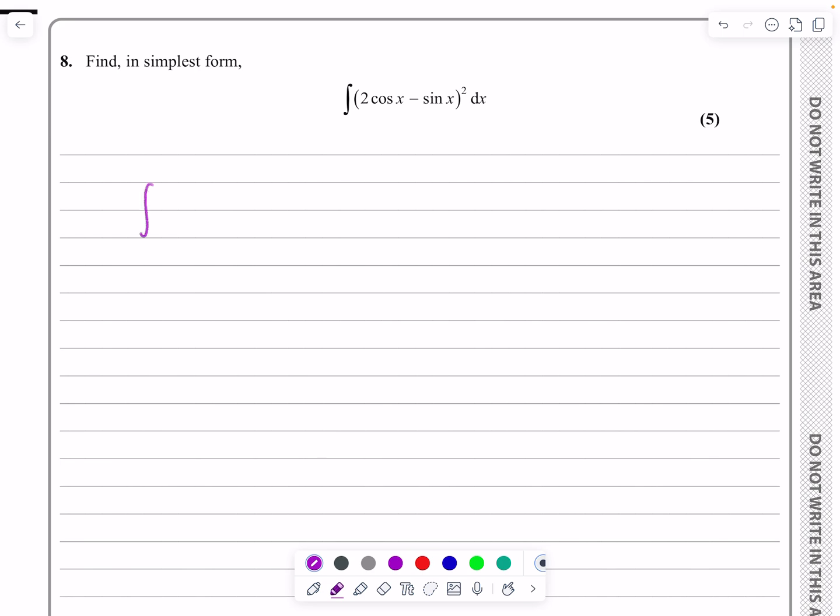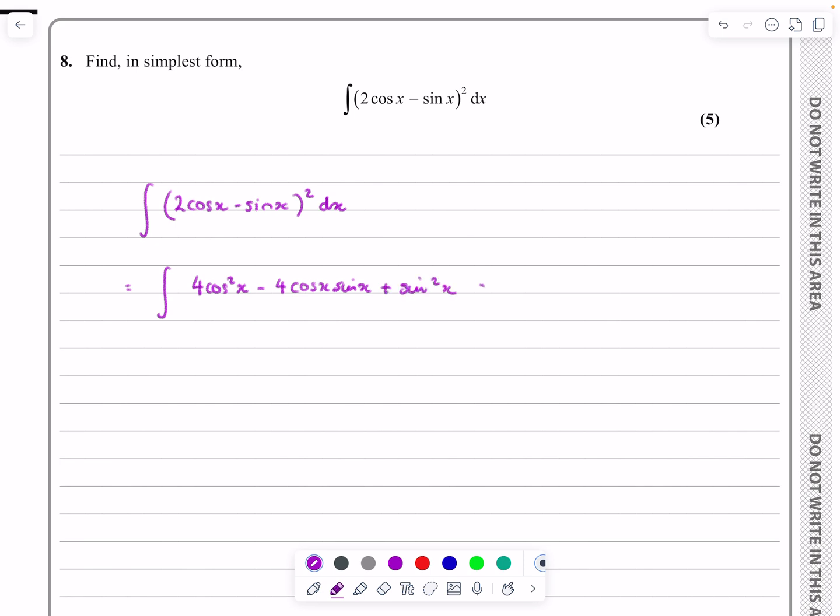So let's write it out. Integral of (2 cos x minus sin x) all squared dx. So first thing to do is to just multiply that out. I'm not going to take any time over this, but if you want to break up into 2 brackets and multiply 2 brackets together, you can do that. We're going to get 4 cos squared x, minus 4 cos x sin x, plus sin squared x dx.